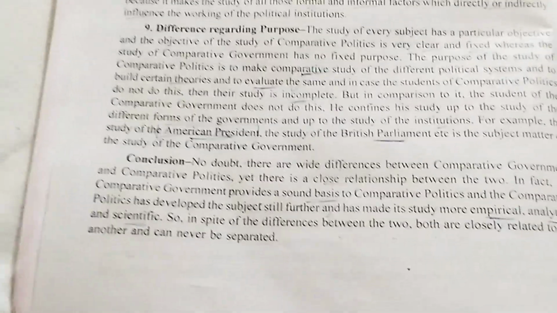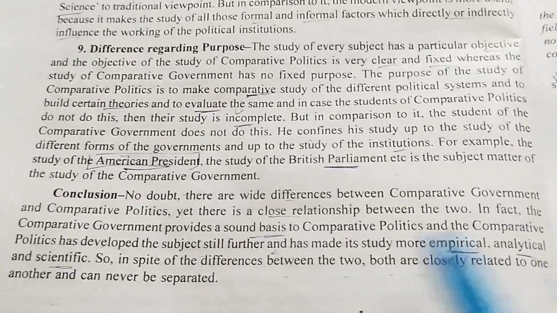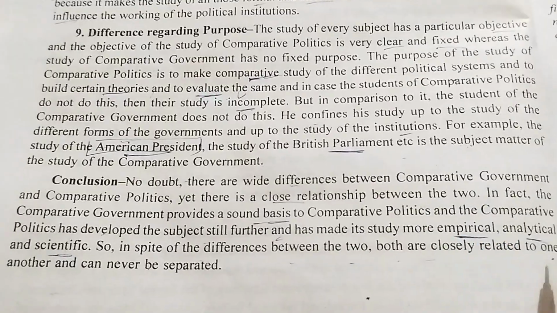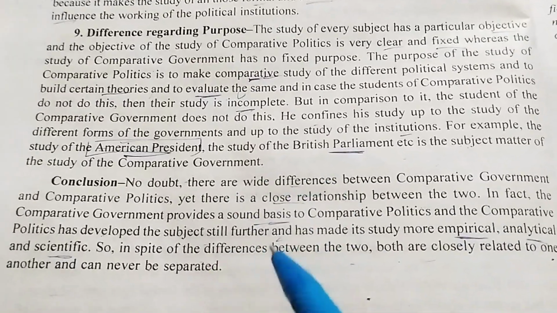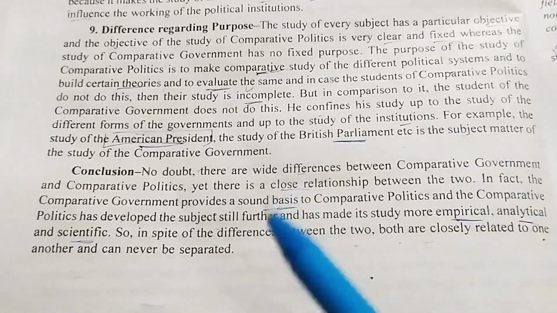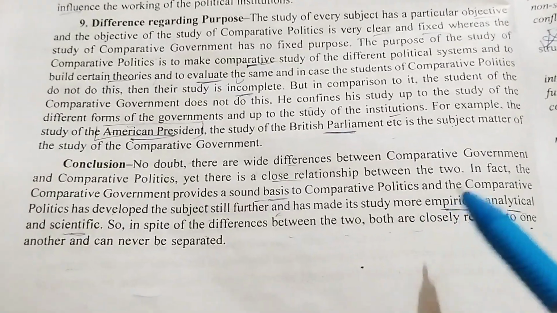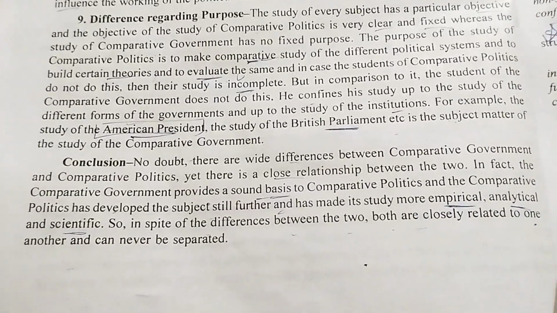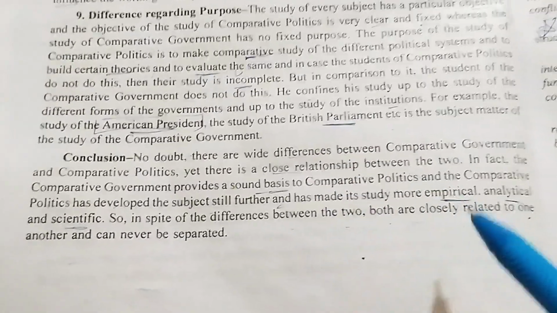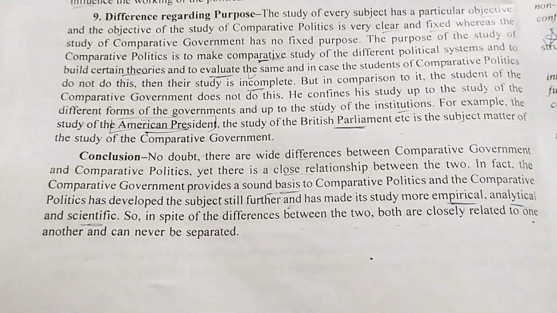Conclusion: no doubt there are wide differences between comparative government and comparative politics, yet there is a close relationship between the two. In fact, comparative government provides the sound basis for comparative politics, and comparative politics has developed the subject further, making its study more empirical, analytical, and scientific. So in spite of the differences, both are closely related to one another and can never be separated. Thanks.